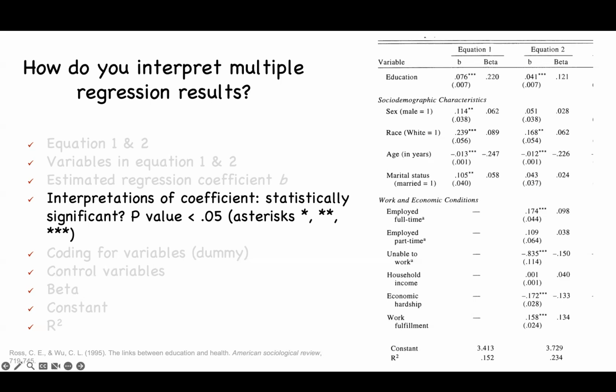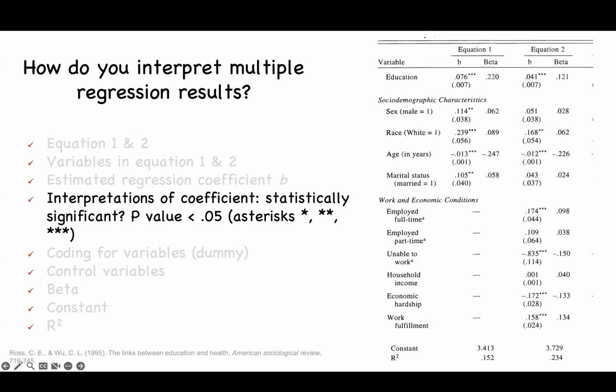The common way is as follows. A single star indicates a coefficient whose p-value is less than 0.05. Two stars mean a coefficient whose p-value is less than 0.01. And three stars mean the p-value is less than 0.001. So education's coefficient has three stars in both equations. All the variables in equation 1 have statistically significant coefficients.